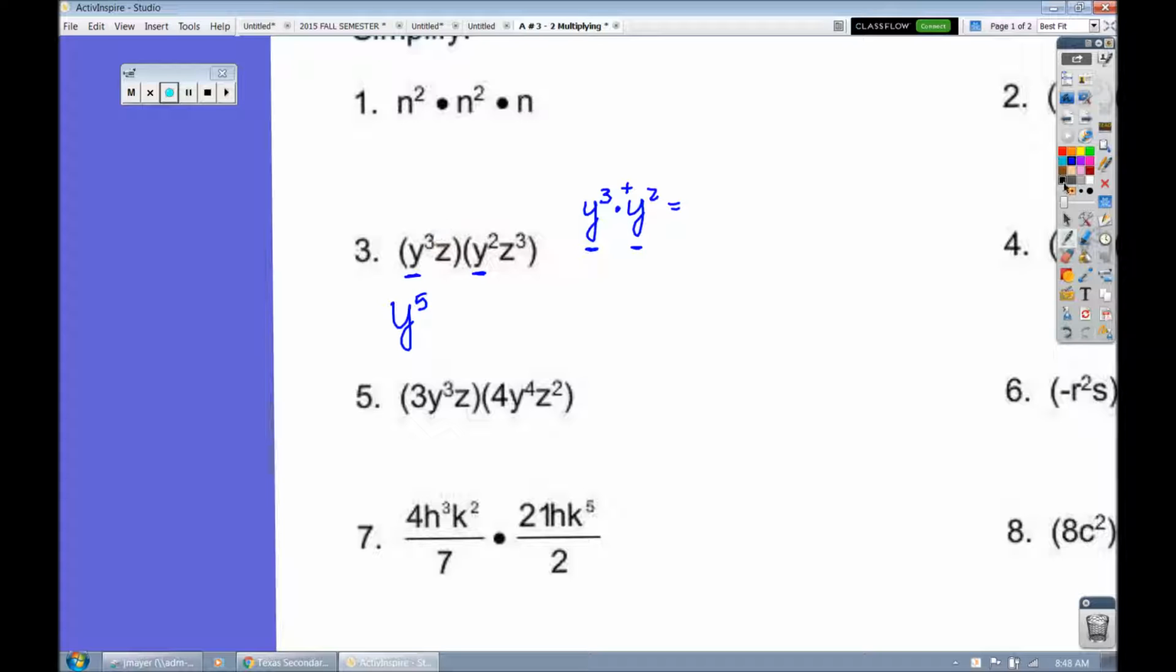Now let's look at the letter z. Remember what we said, if there's not an exponent, there's a little hidden 1. Z to the 1st power, times z to the 3rd power. We're going to use our rule. 1 plus 3 would make that z to the 4th power. And we're done. Pretty easy, isn't it?